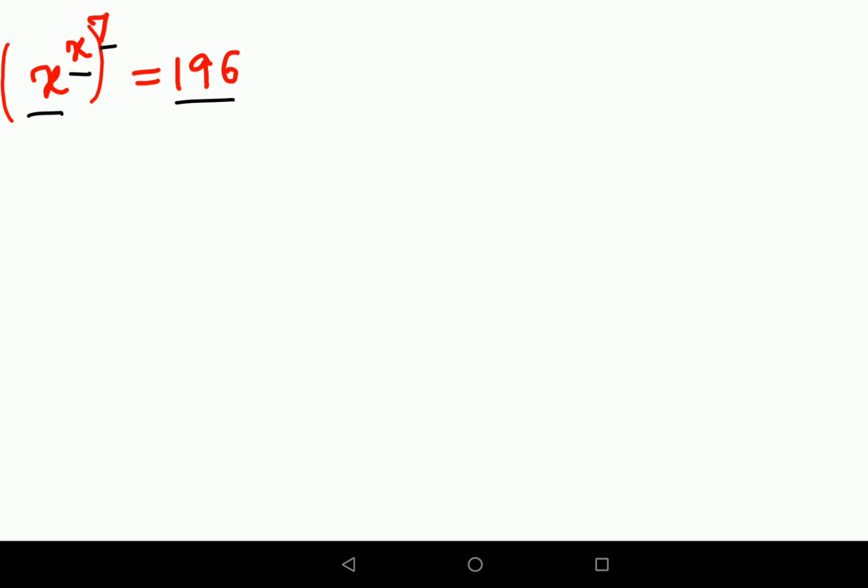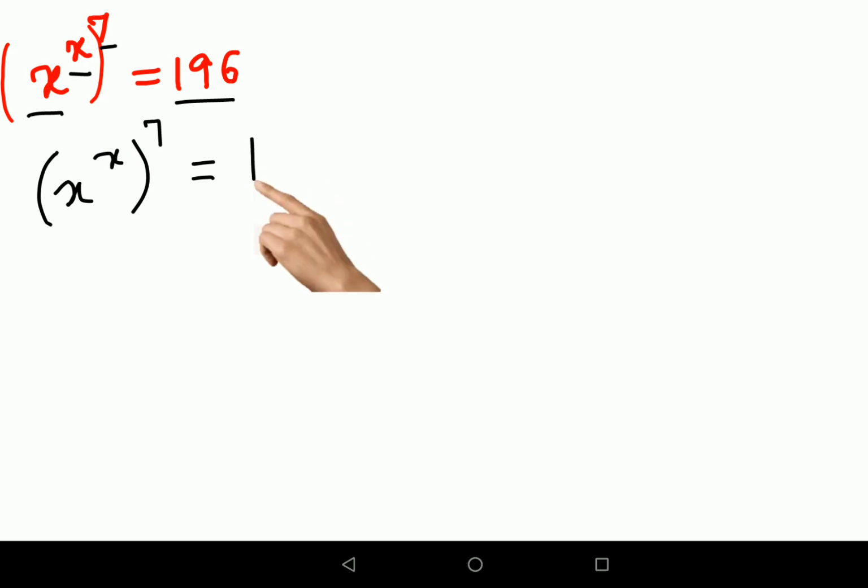Now for those who do not know squares, you need to remember at least squares from 1 to 25, especially when you are appearing for any of the exams. Why? Because if you don't know the squares, you will goof up in this one. So we have (x^x)^7. Here I can write 196 as nothing but 14 square.